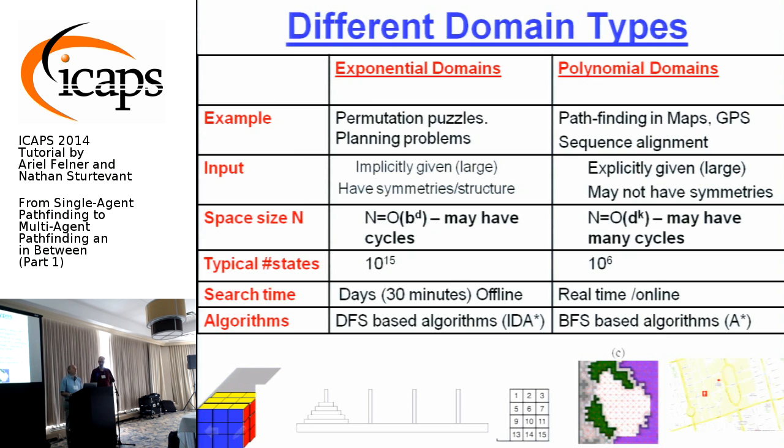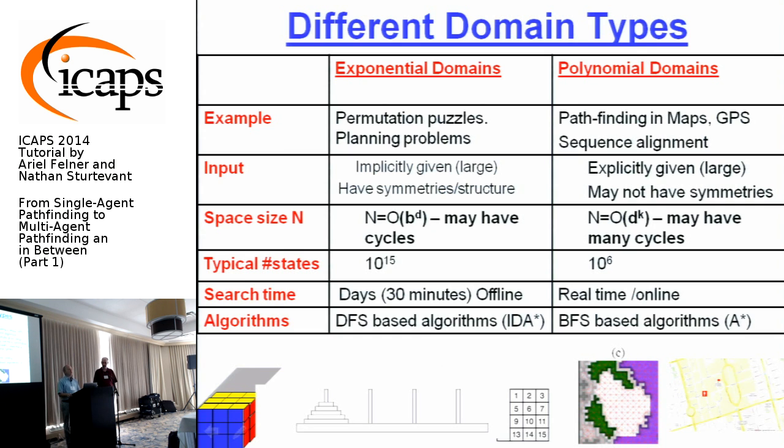Polynomial domains, it really depends. I can have a map of a city with absolutely no symmetries. It is given explicitly, and you cannot find any lines of symmetries or any kind of internal structure. The space size. So maybe the definition of exponential domains is that the number of nodes is O of B to the D, where B is a branching factor and D is the depth that you are going. Which means when I go deeper into the search space with some kind of a logical breadth first search, I will see a factor of B more nodes at every depth.